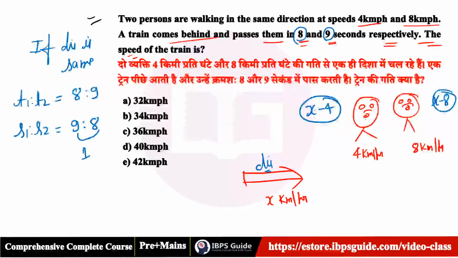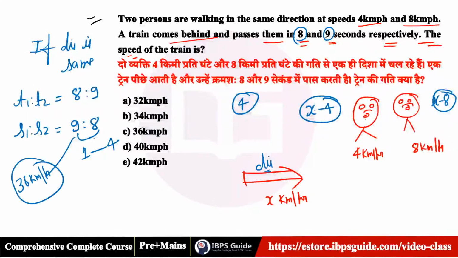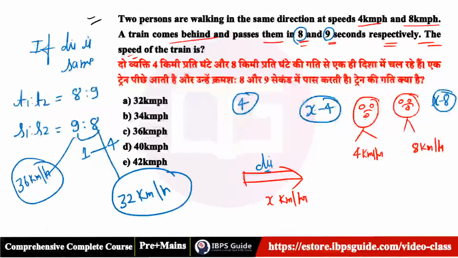And when you subtract, that is 4. So 1 means 4, so 9 means 36 km per hour, and 8 means 32 km per hour. It means that when this train crosses this man, its speed is 36. It means this value is 36. So x will be 40.